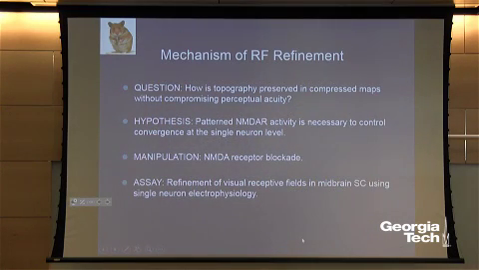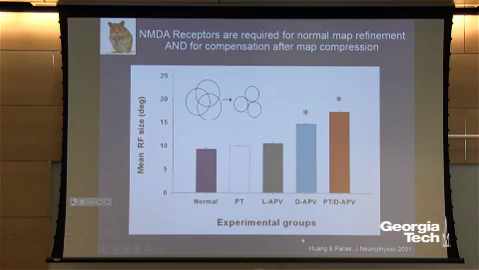Okay, so again, we're going to manipulate those NMDA receptors and test the hypothesis that they're necessary for refining the receptive fields after that manipulation. Most of what I'm going to show today is not original data because I want to give you a lot of information, so it's going to be lots of graphs and stuff, so I'll try to not make it too boring. But so here's the process. So we're getting large receptive fields and we're going to refine them down.